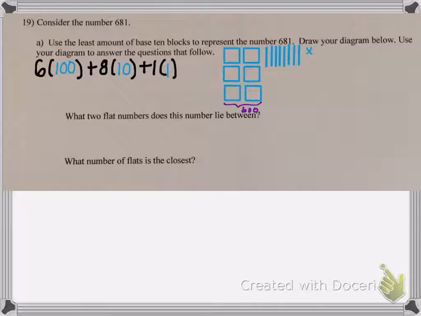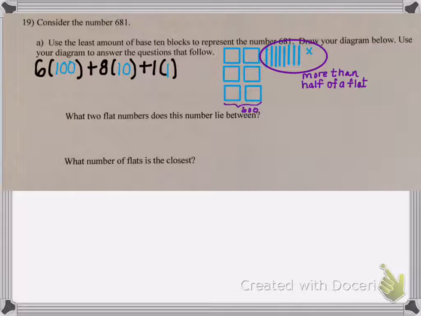Well, there's 6 flats, so we know that it lies between at least 600 and another number. The rest of the base 10 blocks don't quite add up to 1 more flat. But it's 8 rods and 1 unit, so it is more than half of a flat, which means the extra base 10 blocks are more than half of a flat, meaning they're closer to 700 than they are to 600.